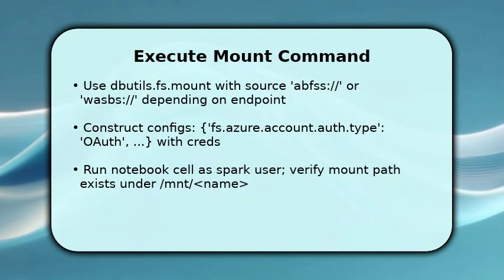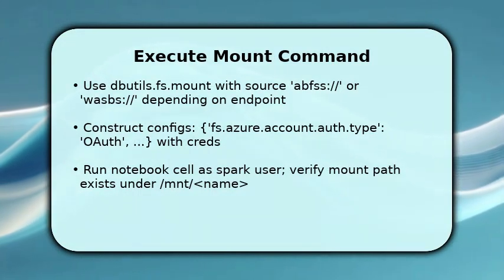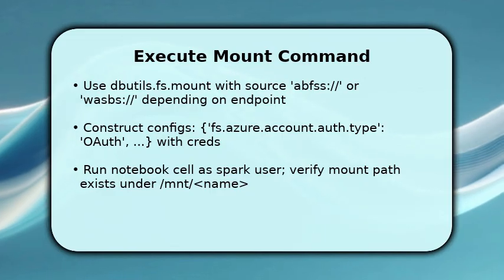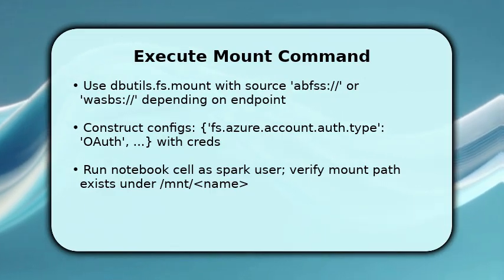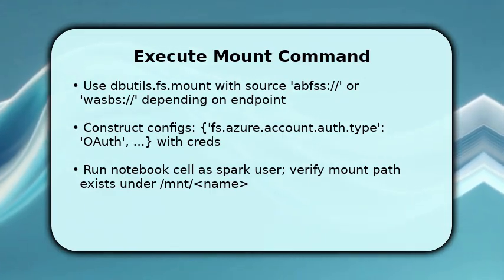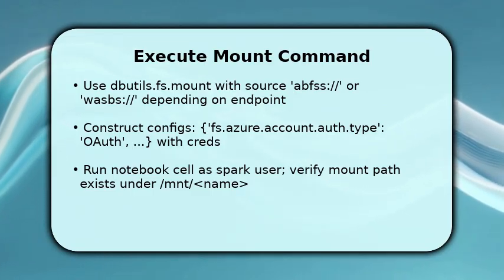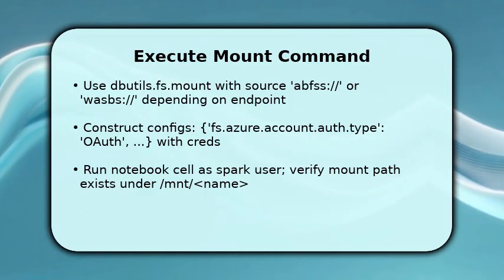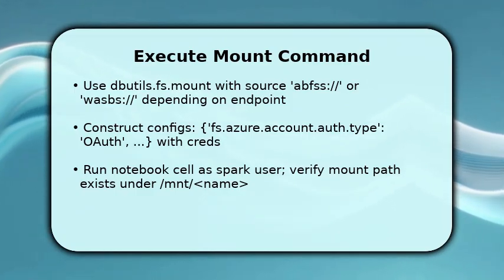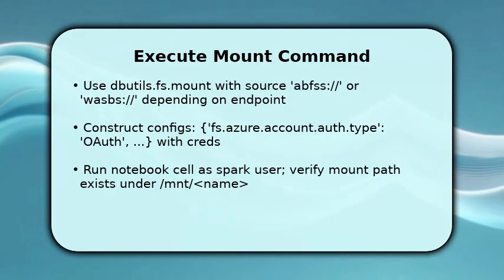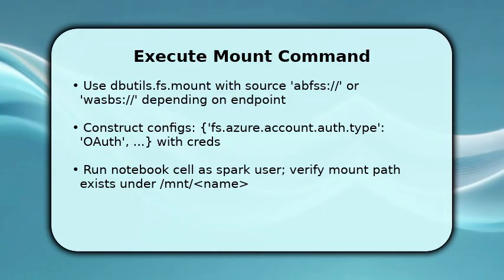Now you run the mount in a Databricks notebook. This is the core step. Choose the correct source URI format for your storage endpoint, abfss for ADLS Gen2 or wasbs for blob. Build the config dictionary with auth type, client ID, tenant ID, and client secret, because secure token exchange is required. Then call dbutils.fs.mount, source, mount point, extra configs equals configs.